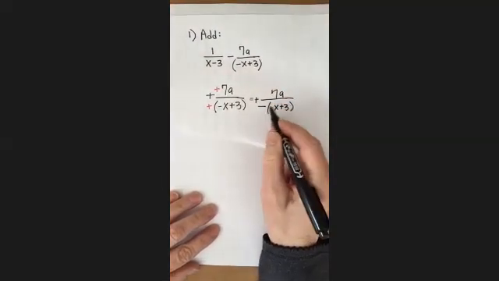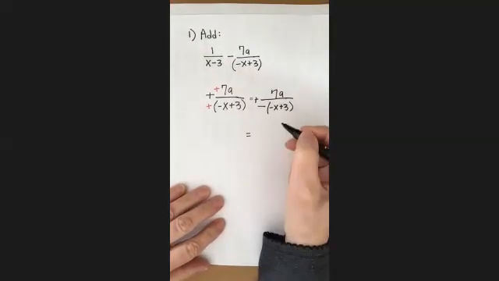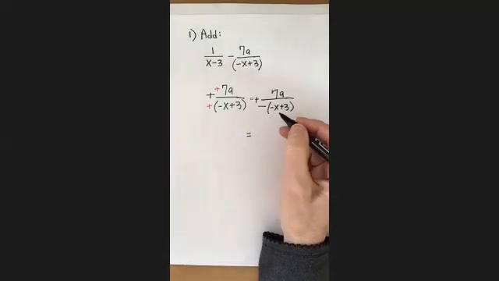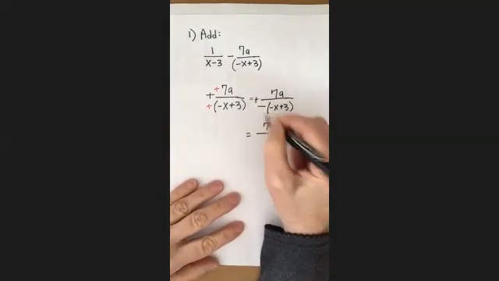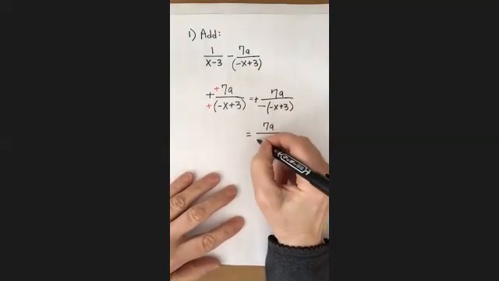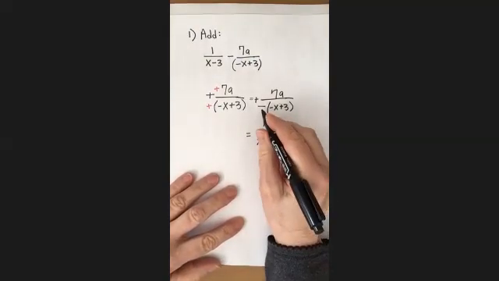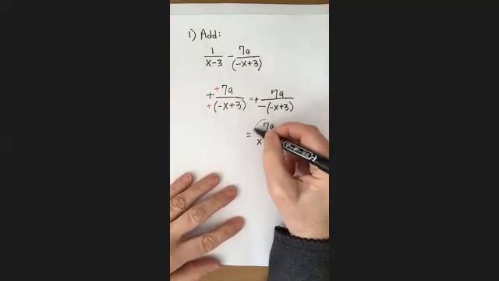And now I'm going to simplify. The denominator of this fraction is now like a distribution. So I'm going to have 7a on the top. We don't usually write the plus, so I'm not even going to write the plus here. And minus a minus x is a plus x, and minus a plus 3 is a minus 3. And look what we've done.